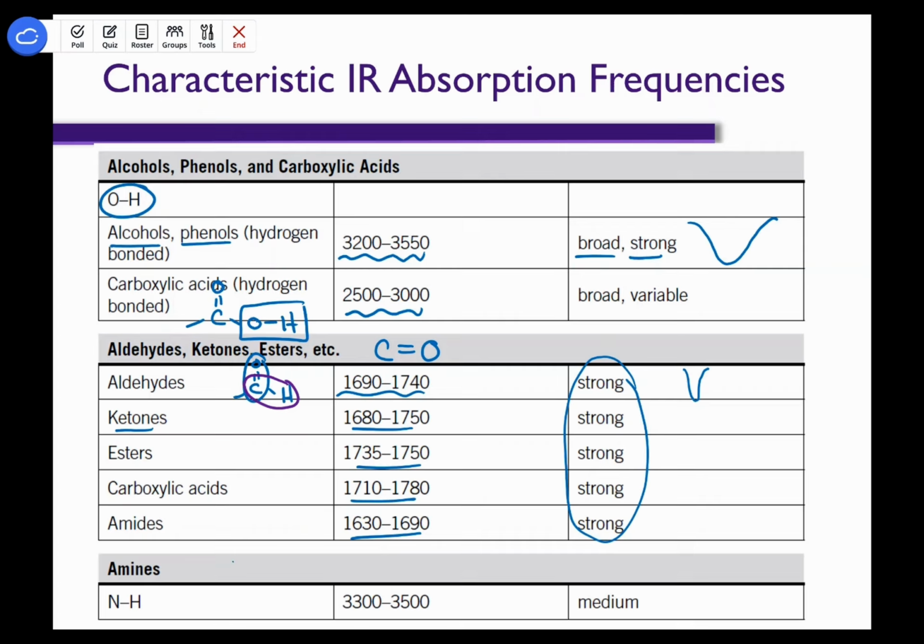And then we have our amines, that nitrogen to hydrogen bond vibration. And they fall within the 3300 to 3500 wave number region. And sometimes they have a single peak, and sometimes they have a double peak. And we're going to see some examples of that as we move along.